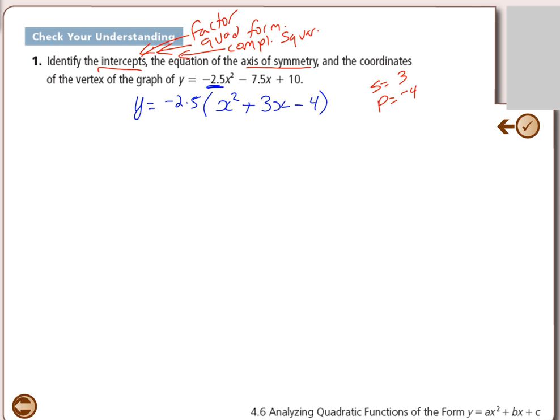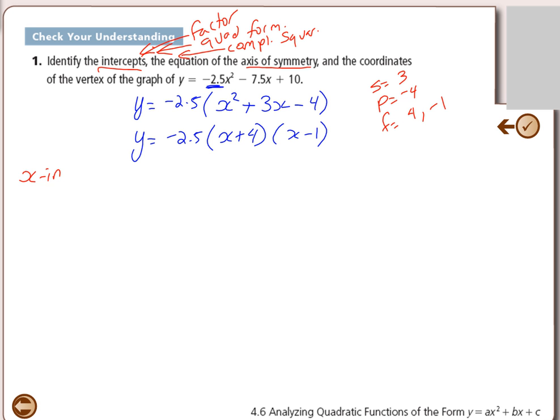So sum equals 3, product equals negative 4. Two numbers that multiply to negative 4 and add to 3 are going to be 4 and negative 1. So we've got it factored now. y equals negative 2.5, bracket x plus 4, x minus 1.